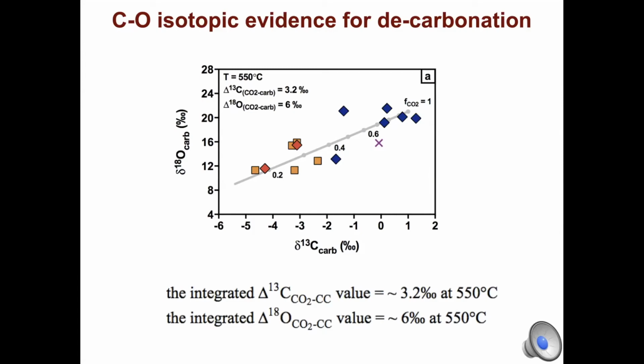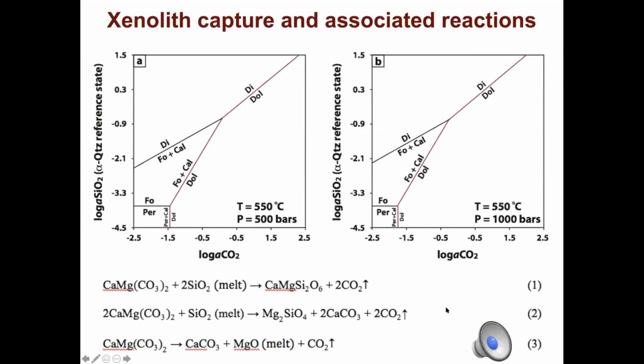Using the Rayleigh fractionation model, the integrated carbon isotopic fractionation between CO2 and carbonate is estimated to be 3.2 per mil at 550 Celsius. The integrated oxygen isotopic fractionation between CO2 and carbonate is around 6 per mil at 550 Celsius. We also discuss reactions based on mineral assemblage and phase diagrams.